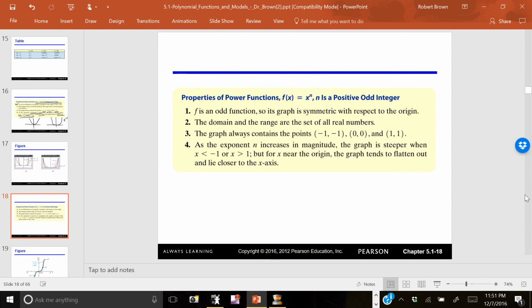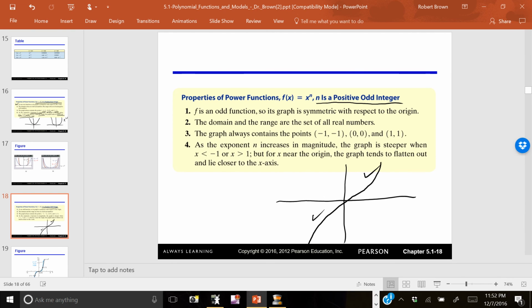Now, when f of x is a power function, x to the n, and n is a positive odd integer, then it's not going to be symmetric with respect to the y-axis, but it will be symmetric with respect to the origin, and it will be an odd function. Odd means what you see on the left is the negative of what you see on the right. And I know you talked about odd functions back in college algebra.